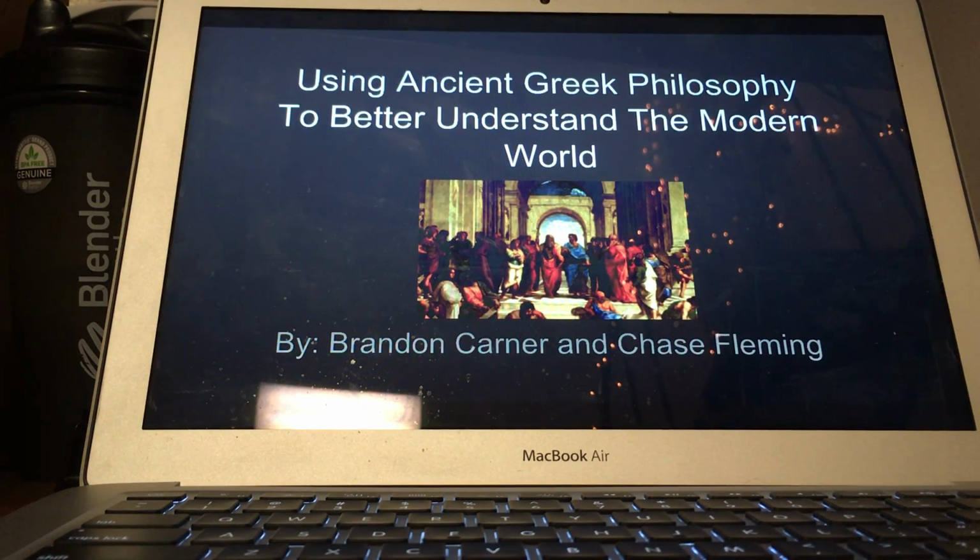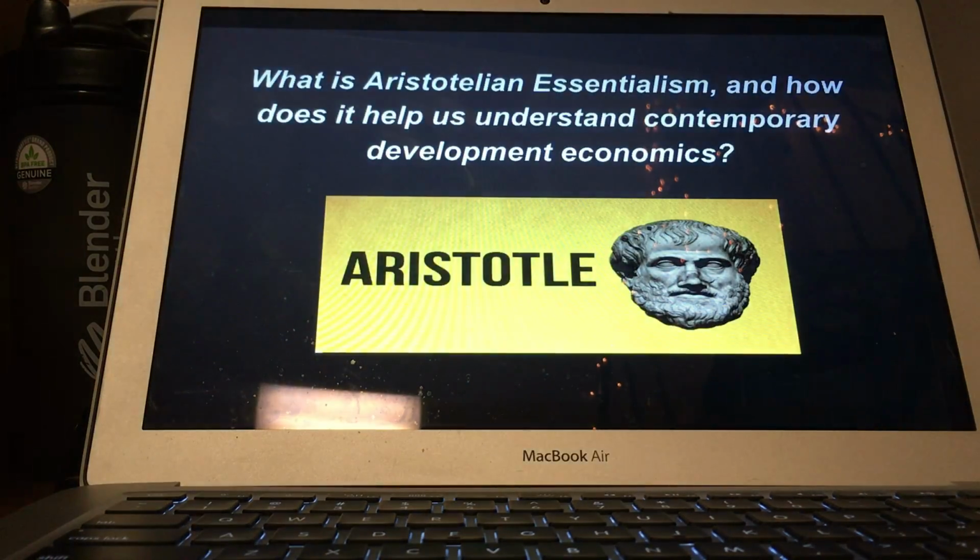Using Ancient Greek Philosophy to Better Understand the Modern World by Fleming and Carner. What is Aristotelian essentialism, and how does it help us understand contemporary development economics?